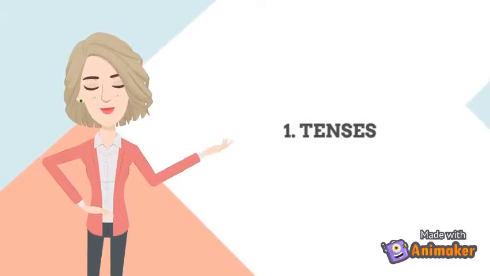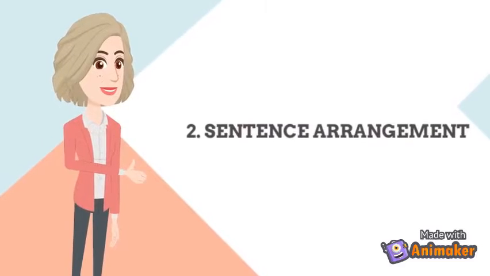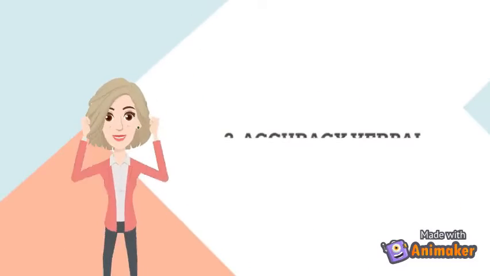The first is tenses. So, what is tenses? Tenses are a category of grammar that emphasizes the use of verbs associated with the time of use. And the second is sentence arrangement. What is sentence arrangement? Sentence arrangement is the location of ideas and the placement of emphasis in a sentence.